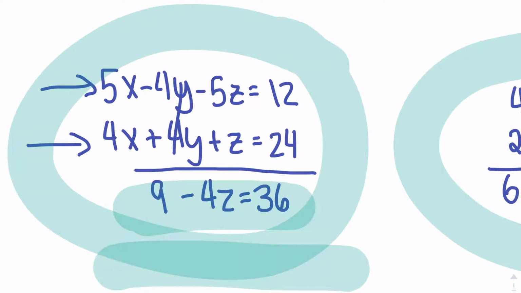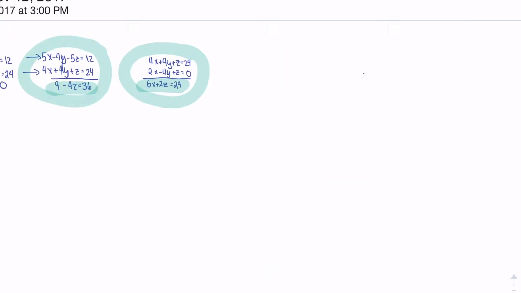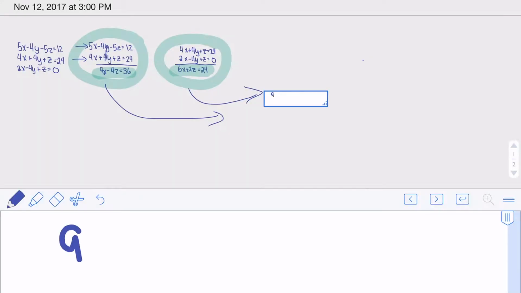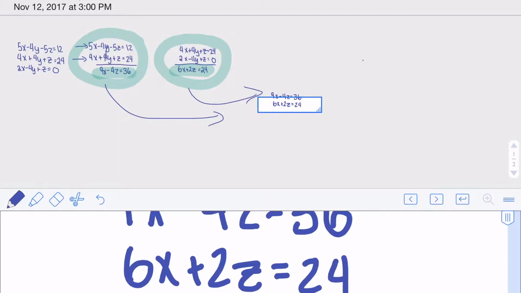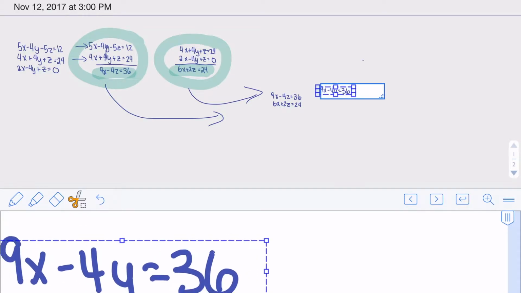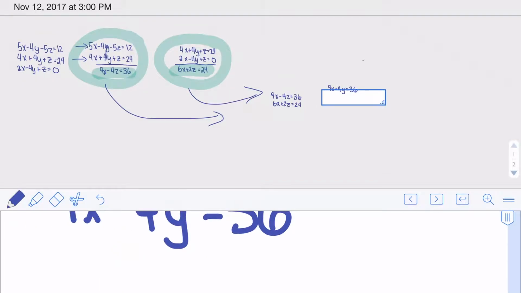Now you will take those two equations and make them a system, and then solve to get a variable. On top we have 9x minus 4z equals 36, and below is 6x plus 2z equals 24. And because there are no common numbers in this equation, you need to multiply one of the equations by a number so that you will have a common number in each equation, one being positive and one being negative. As you can see, we have a negative 4z on top and a 2z on bottom.